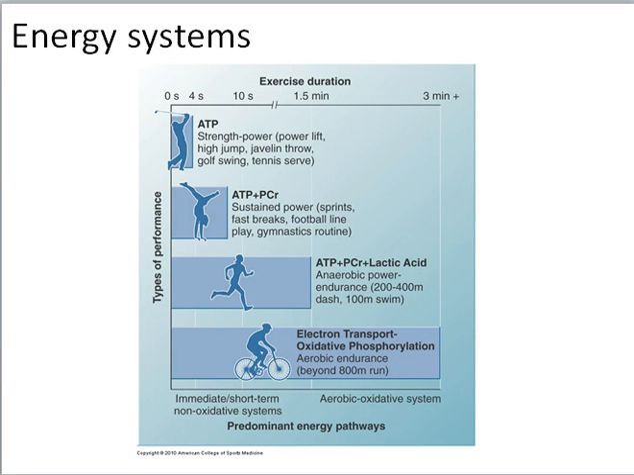So here's a chart that you'll see, I think, in your NASM book, or this one's actually from the American College of Sports Medicine. I actually think it's in both. Just kind of an overview of our energy systems. So we have the ATP system for strength, power, power lift, high jumps, javelin throw, golf swing, anything fast, pitches. And as you can see, it's 0 to 4 seconds. The ATP and the phosphocreatine system is anywhere from 0 to 10 seconds.